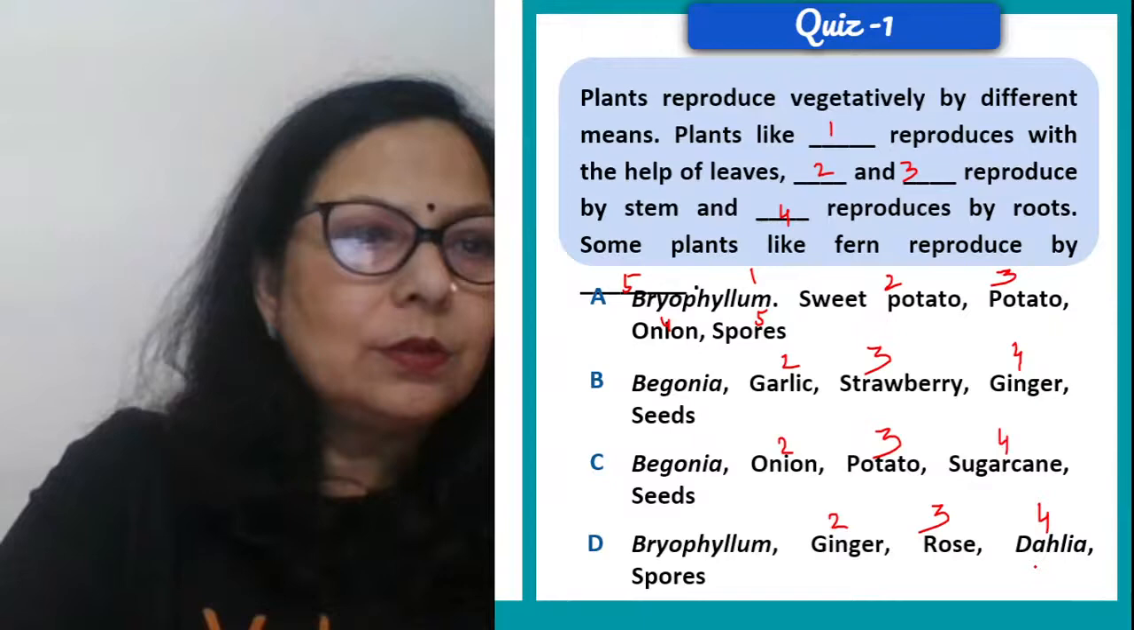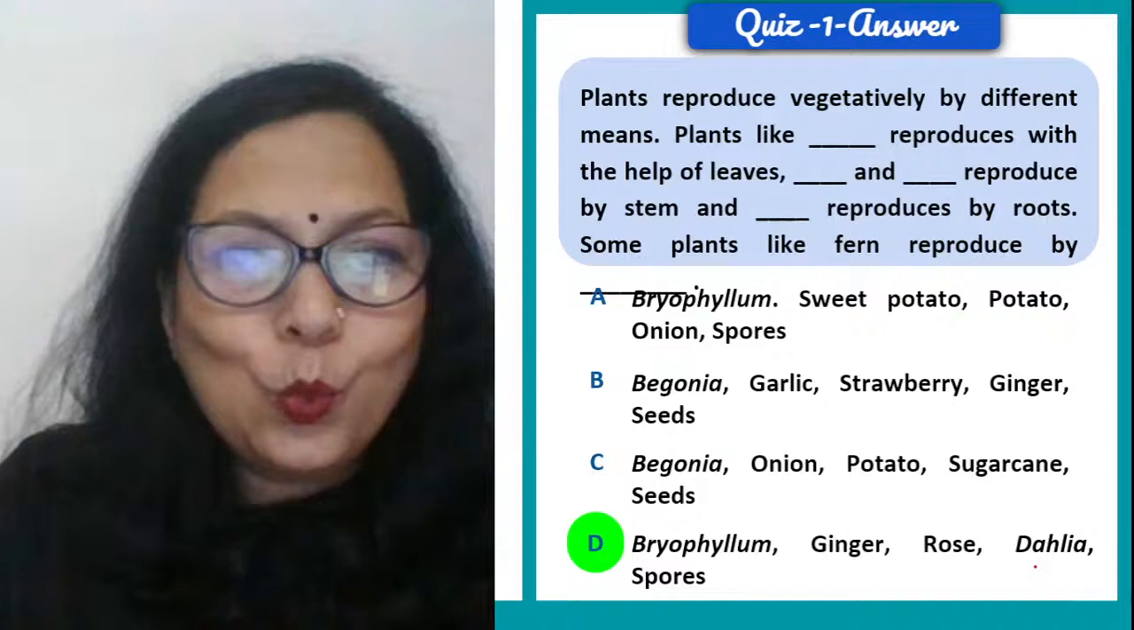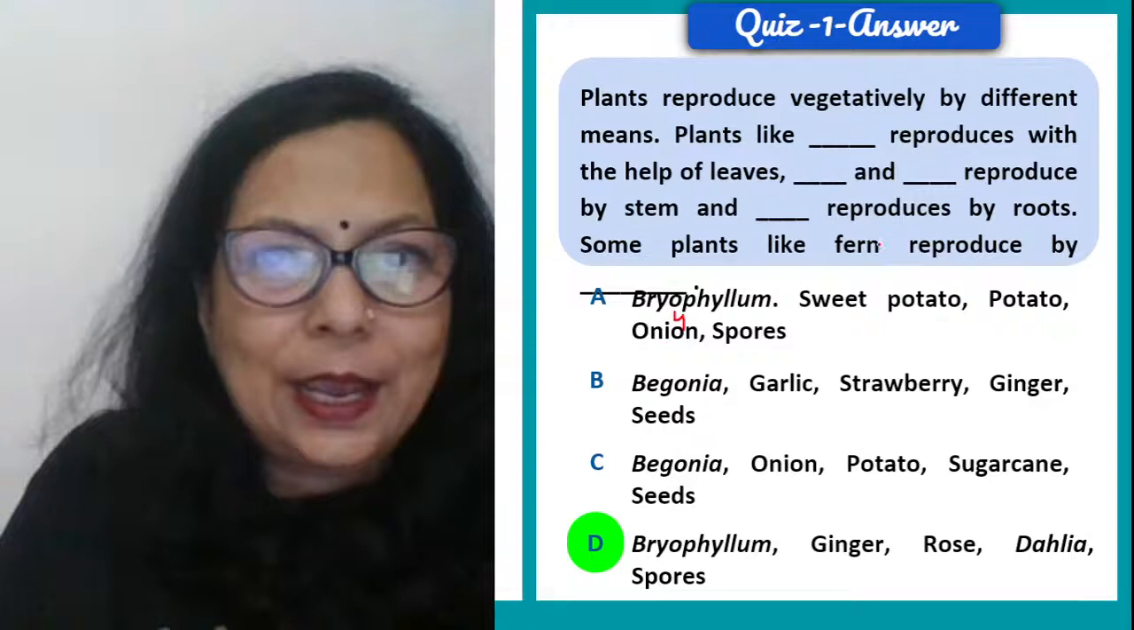Okay, I'm moving on to the next. And the correct answer is D. Correct answer is D. Why? Because in the fourth part, onion reproduces by stem and sweet potato reproduces by root and this by stem.